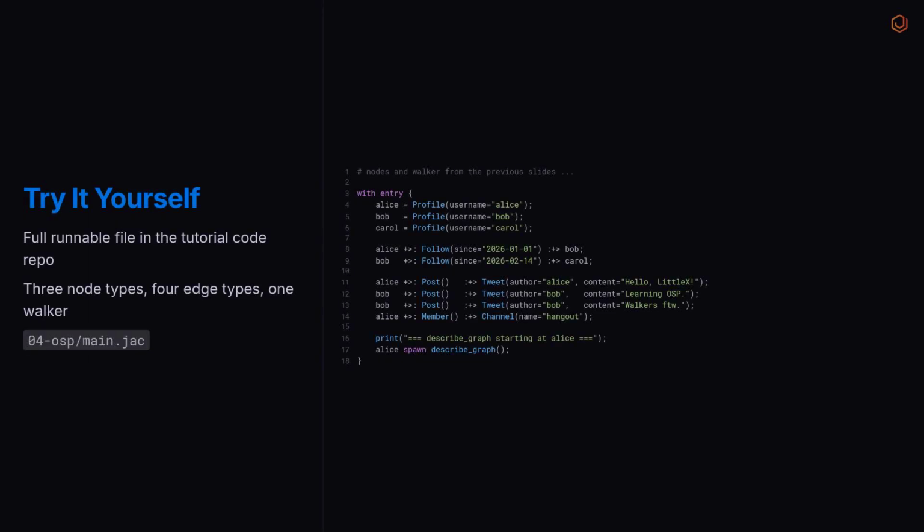Everything you've seen fits in one runnable file. The 3 node types with their greet abilities, the 4 edge types, the describe graph walker, and this with entry block that ties them together. The file path is on screen. Grab it, run it, and watch the walker tour the graph.